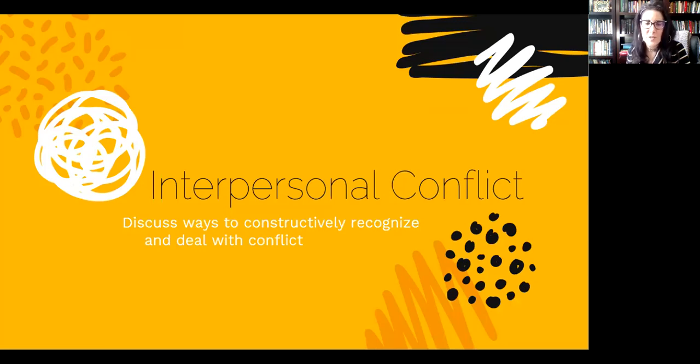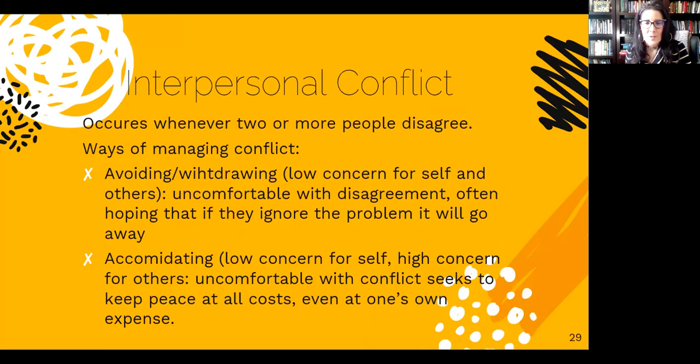Okay, interpersonal conflict. So let's look at ways to constructively recognize and deal with conflict. So of course, conflict happens when two or more people disagree, right? Ways of managing it: avoiding and withdrawing. But again, that goes back to maladaptive. So avoiding and withdrawing would have a low concern for the self and others. Usually people are uncomfortable with a disagreement, and often they're thinking, if I ignore this, it's just going to go away. So then it's going to be better.